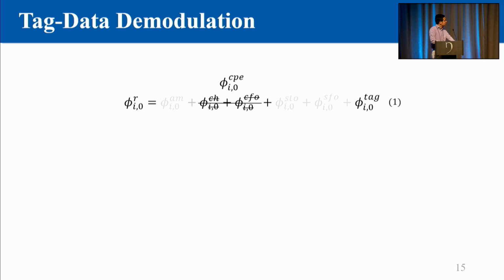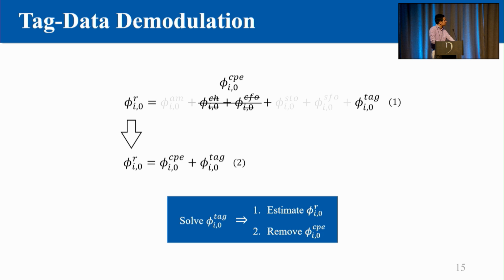Thanks to these advantages, we have significantly simplified the equation. The zero subcarrier phase is equal to the CPE plus the tag phase, as equation 2 presents. To solve the tag phase, we first estimate the phase of the zero subcarrier, then remove the CPE.